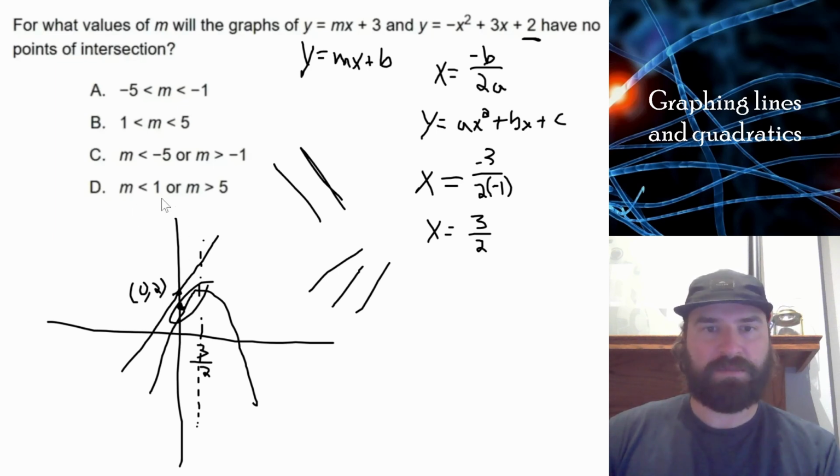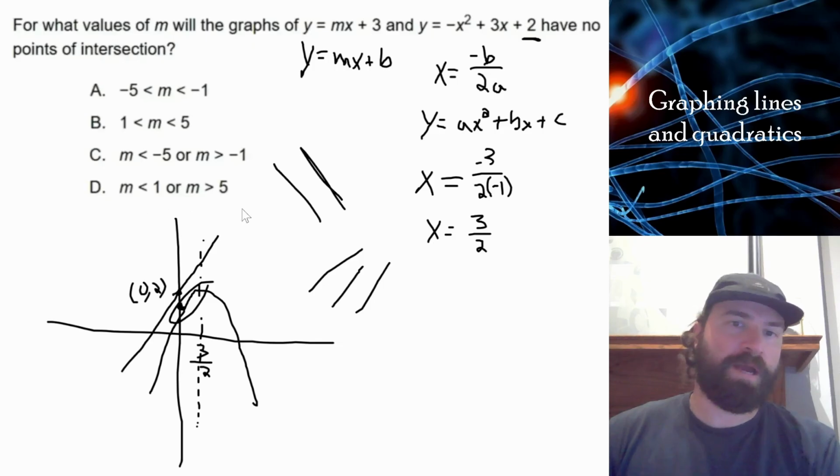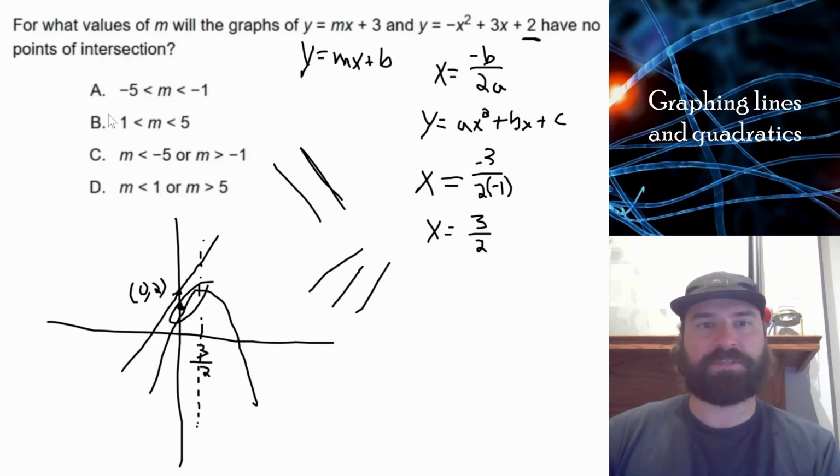And then D says m is less than 1 or greater than 5. So m is less than 1 would include a lot of negative numbers, and again, we don't want a negative slope. So I believe that the best answer here is B.